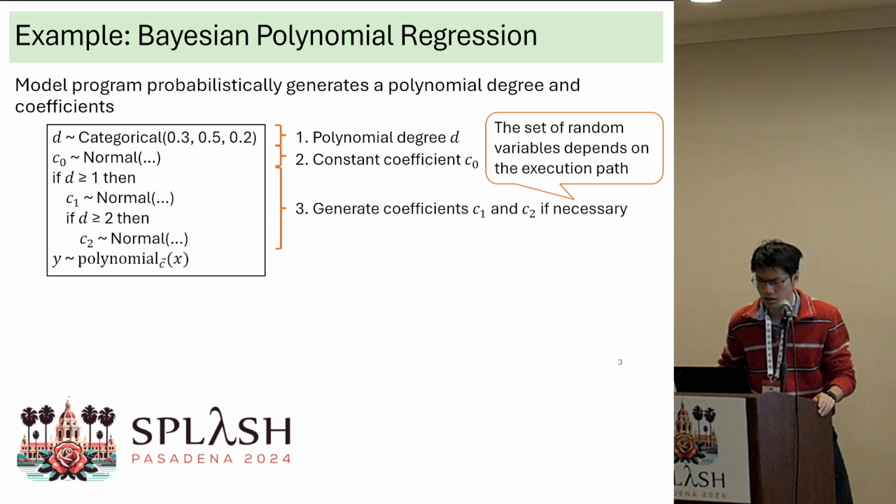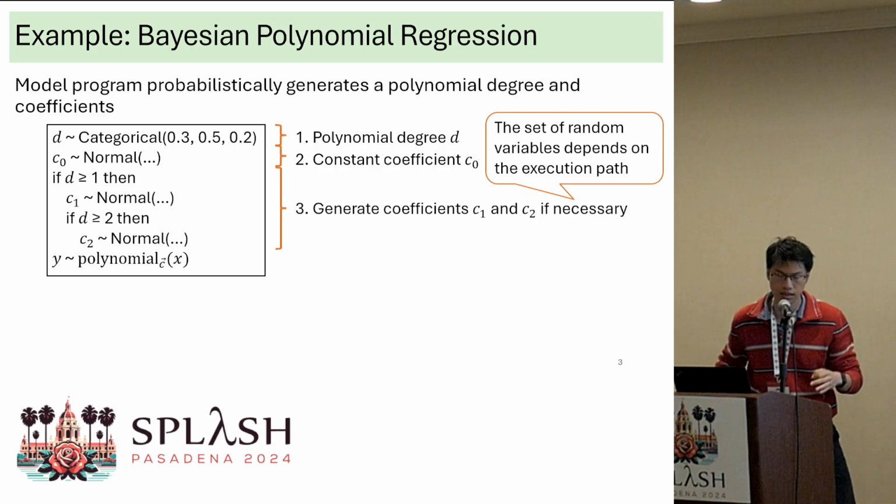necessary. So the set of random variables generated in this model depends on which execution path we take in the model. And lastly, the model generates observed variable y around the polynomial function that we just generated by adding some random noise.